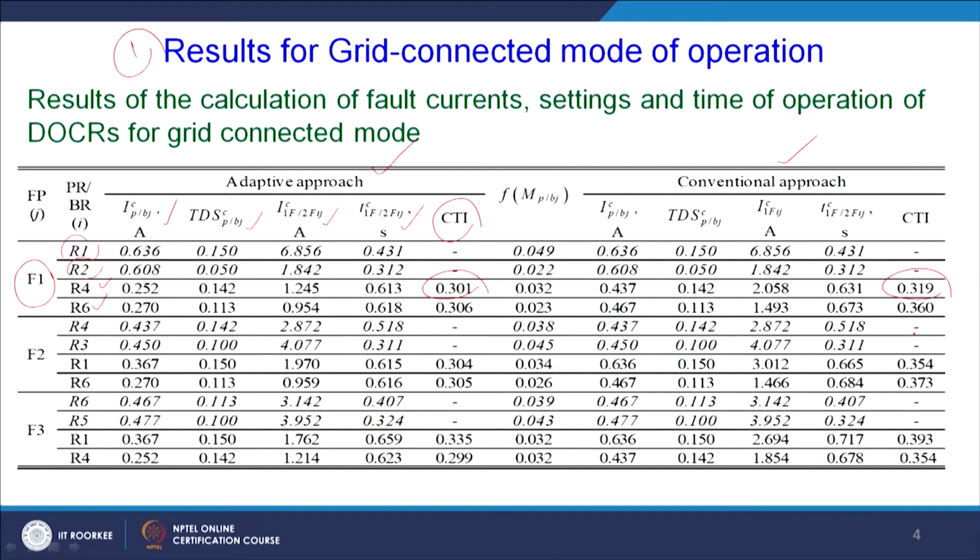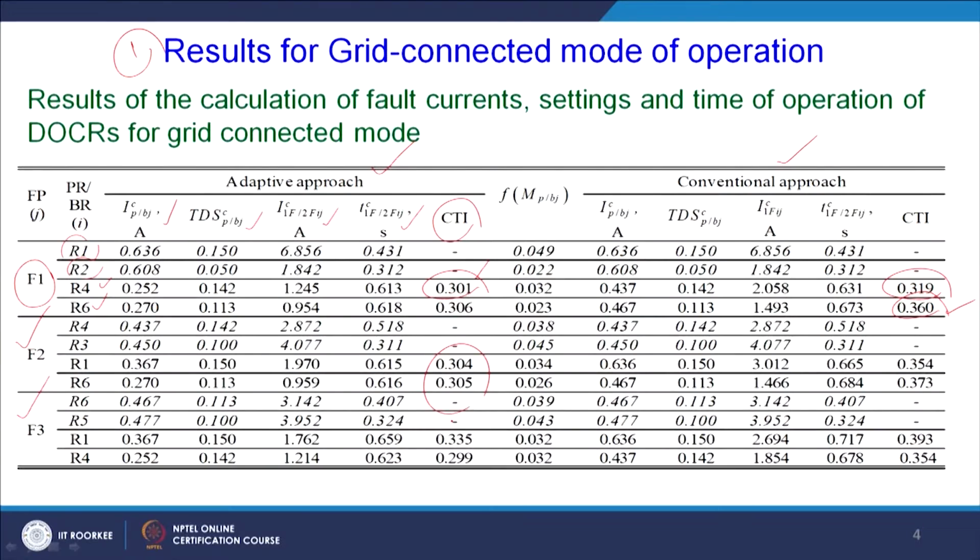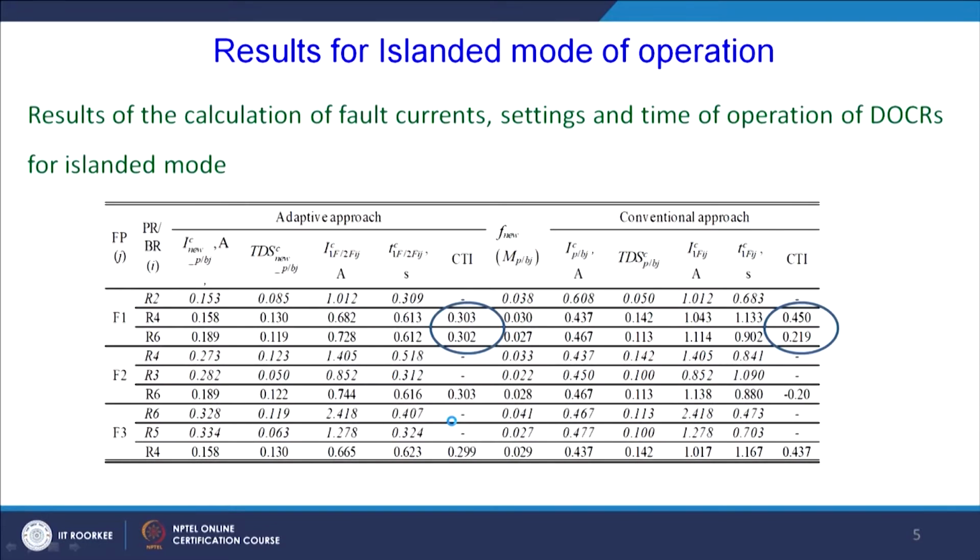Yes, it is within 0.3 to 0.5 second, but here our target is to be within 0.3 second only. It should be just 0.30 second, but here it is exceeding this value, 0.319, and in this case it is 0.360 second. So, for different fault positions like F2 and F3, similar results are gathered, and it is found that the proposed adaptive approach is providing correct results in comparison to the conventional approach.